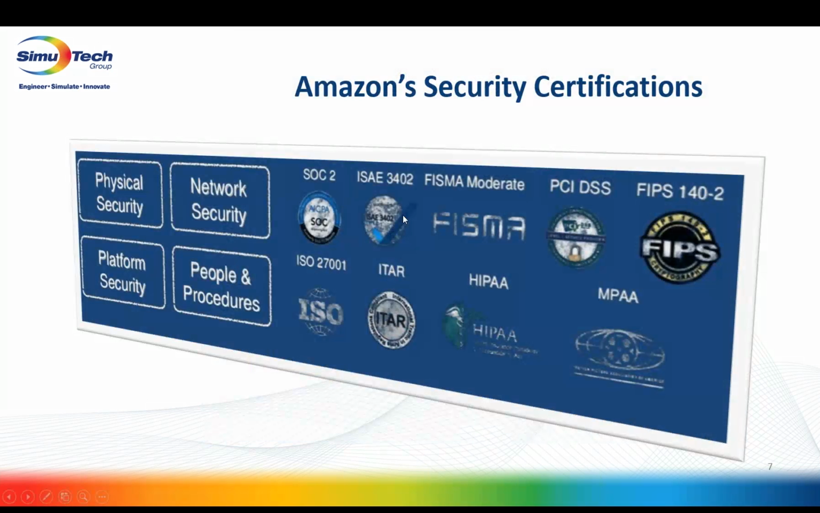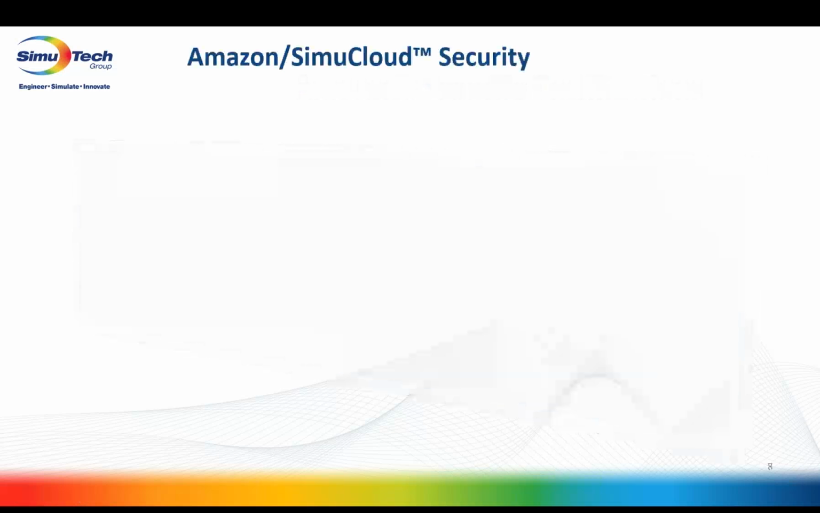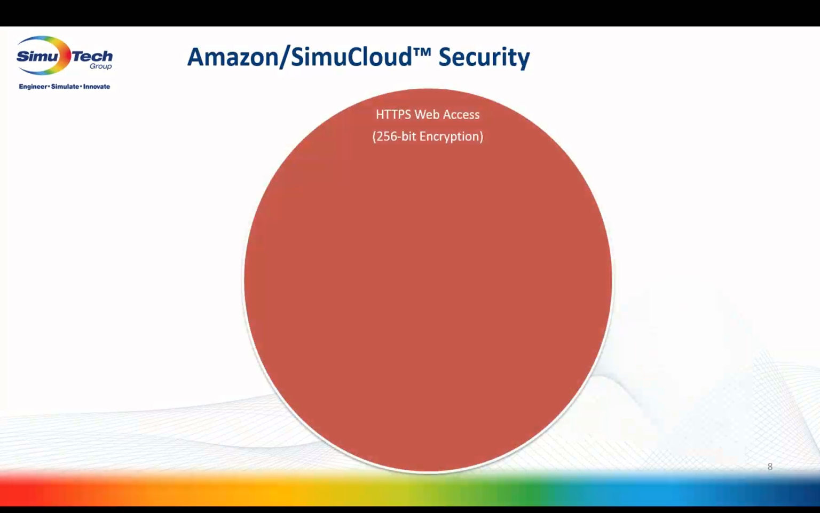Kind of to talk about security, so a lot of certifications. This is a key part of Amazon's strategy of meeting all sorts of standards: ISO 27001, ITAR, which you mentioned was the State Department for military, HIPAA for medical, and MPAA for movies. So lots of physical and network security standards. We like to look at SimuCloud standards.